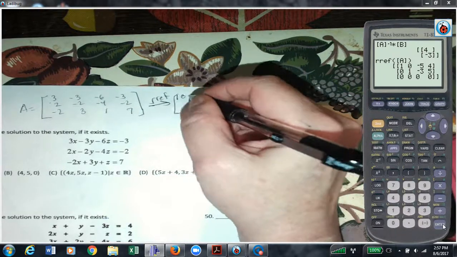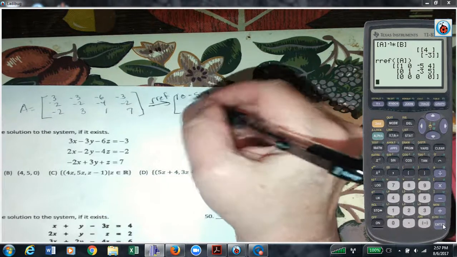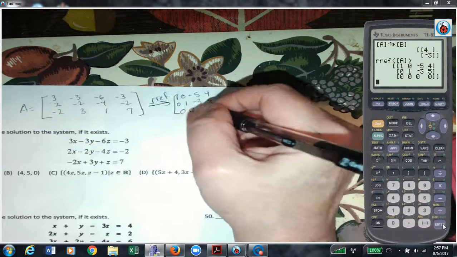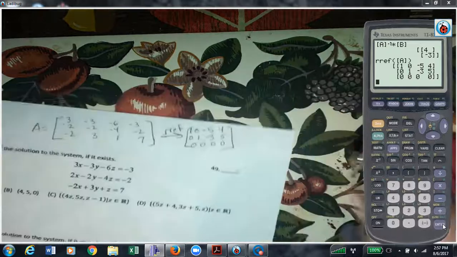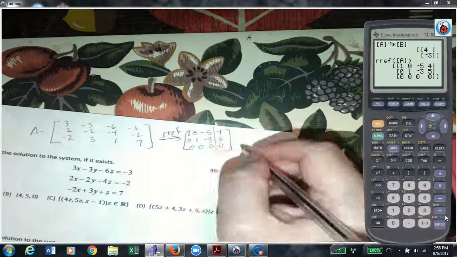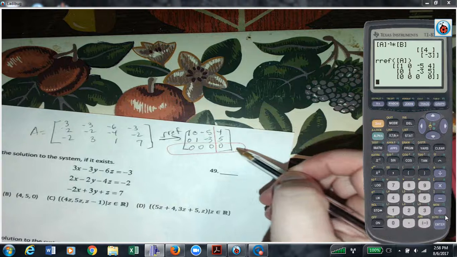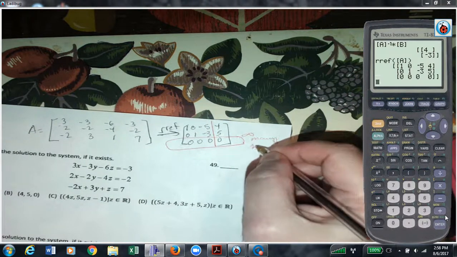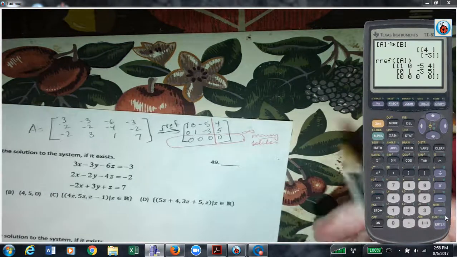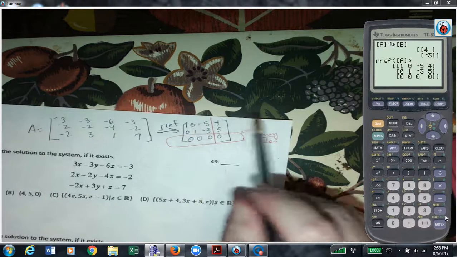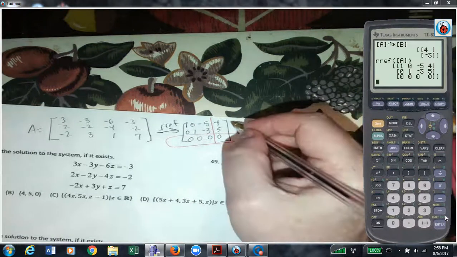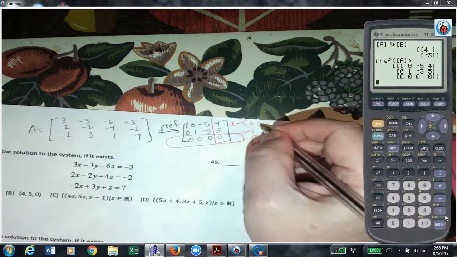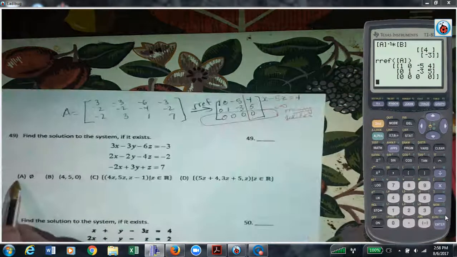Oops. 1, 0, -5, 4, 0, 1, -3, 5, 0, 0, 0, 0. When you have zeros in the entire row, that means that there are infinitely many solutions. So what does the first row tell you? It tells you 1 times x plus 0 times y minus 5 times z equals 4. Now, there's infinitely many solutions.